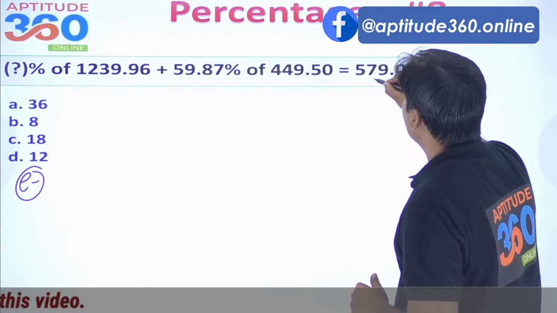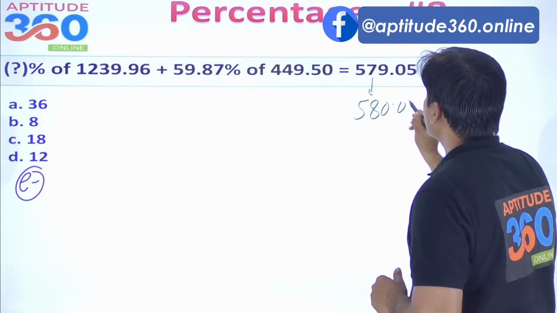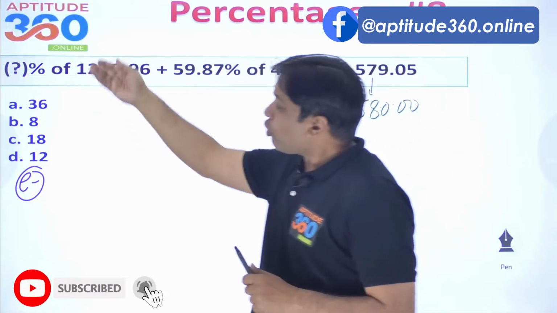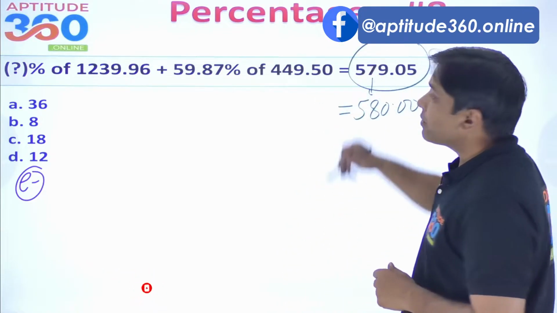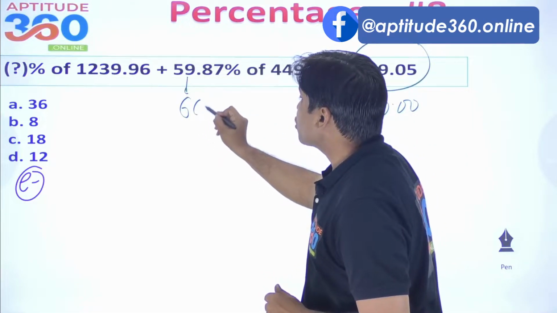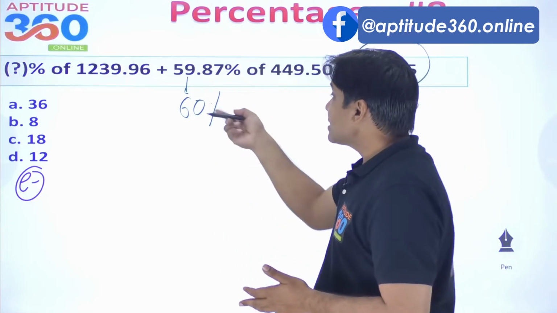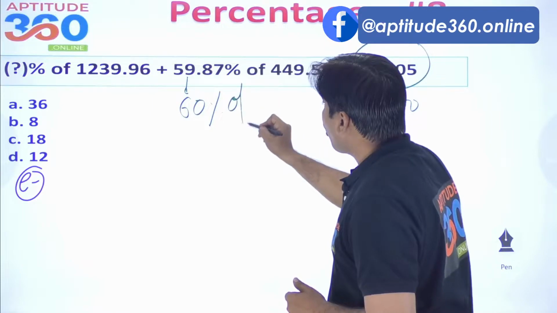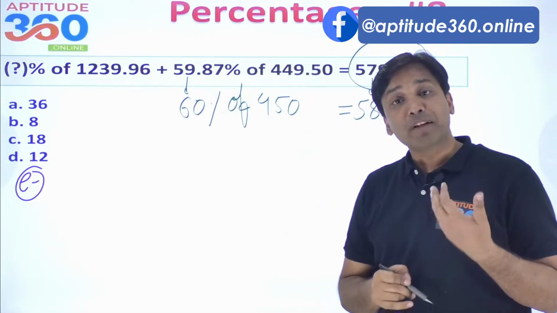Can you write this number as 580? What difference does it make if I write it as 580, right? Because options are very scattered, we can write this one as 580. Can we write this value as 60%? Do you understand this? Why write 59.87, when the difference between that and 60 is so small, right? Then we can write this value as 450. Don't you think this is simplified?